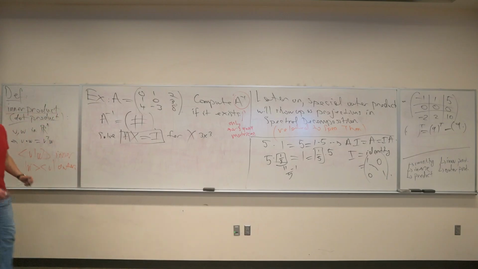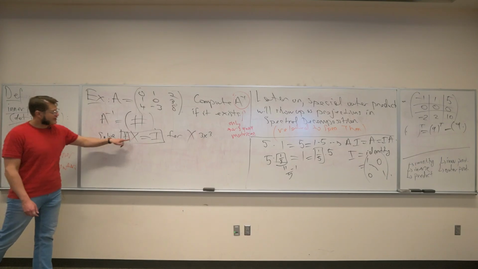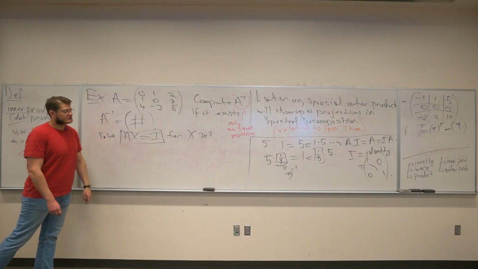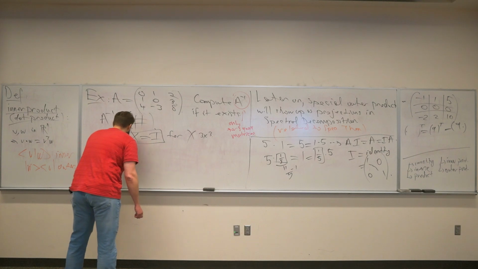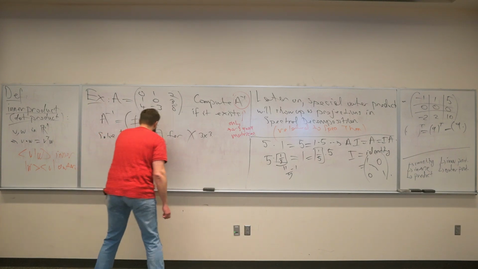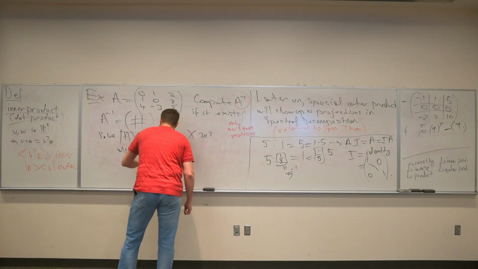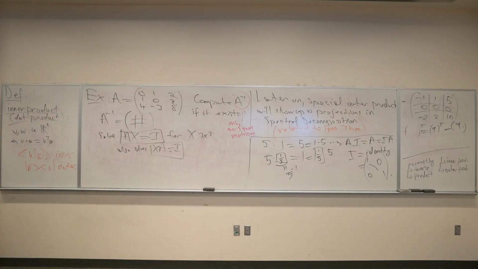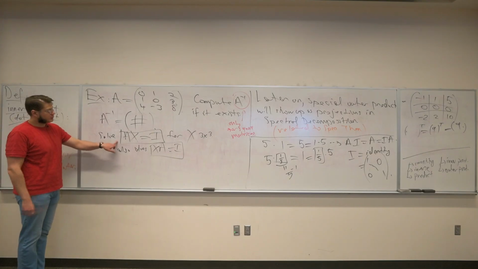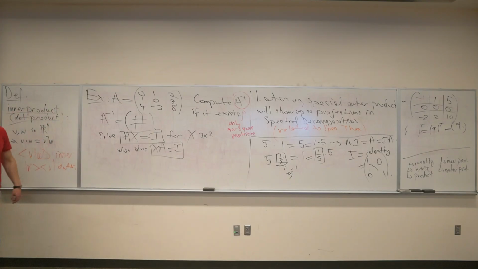We need to solve this. It just turns out to be the case that if capital X solves this equation, it simultaneously solves X times A equals I. So you don't need to look at both. You can just use one of them. Now, how to visualize this and do anything about it?